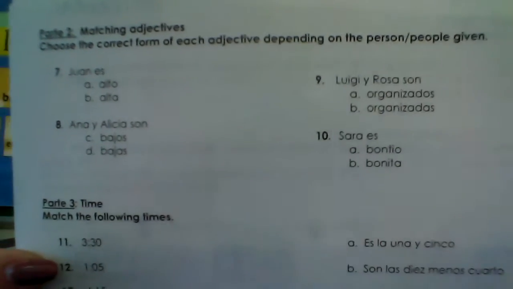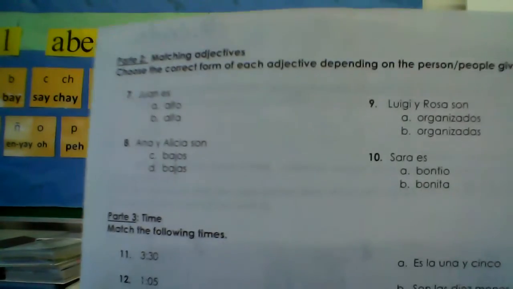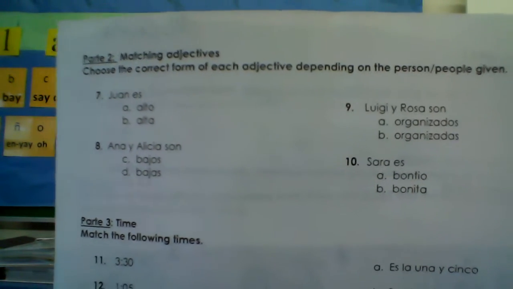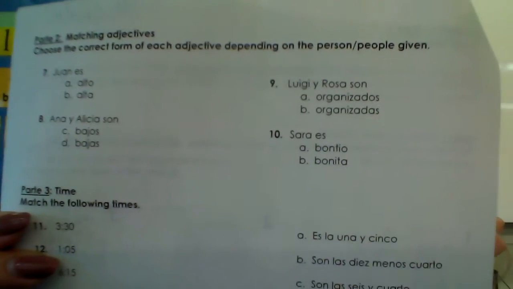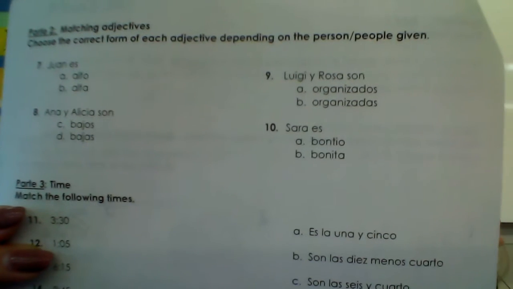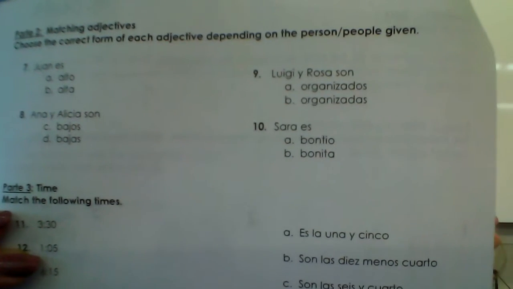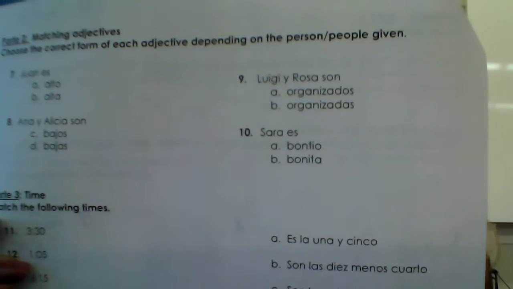Once you know the answer, bubble it in on your Scantron. Número 8 says Ana y Alicia son, and your options are either bajos or bajas. Ana y Alicia are two girls, so your adjective ending has to match for two girls. So for number 8, you either circle C or you circle D.